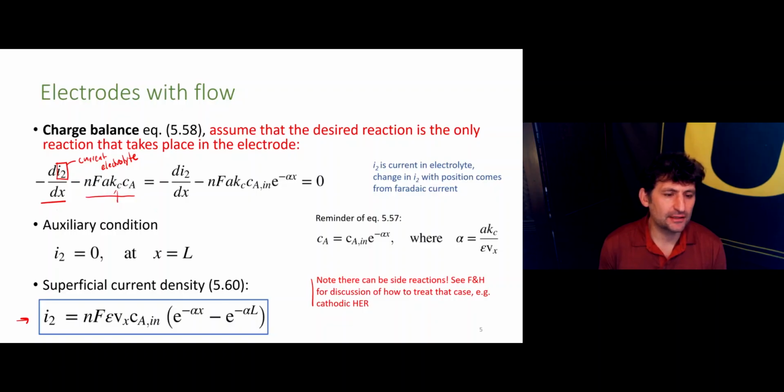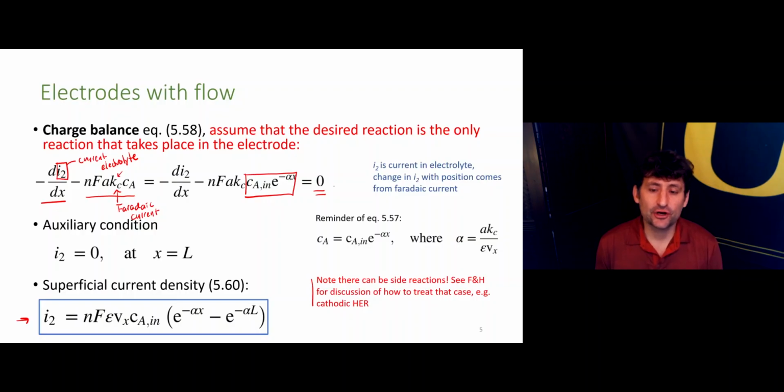Here is the reaction rate, the electrochemical reaction rate, the Faradaic current, given as the product of the mass transfer coefficient and Ca, the concentration of A at that specific point x within the electrode. Now we can include explicitly the concentration of Ca based on our solution to the previous differential equation. And we know due to current continuity that the sum of these two terms must be equal to 0, so that the current is continuous throughout the entire electrochemical cell. Our boundary or auxiliary condition is that I2 equals 0 at the end of the electrode. That is, at the end of the electrode, the ionic current has to go to 0.